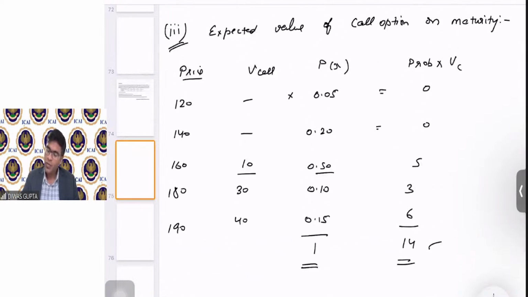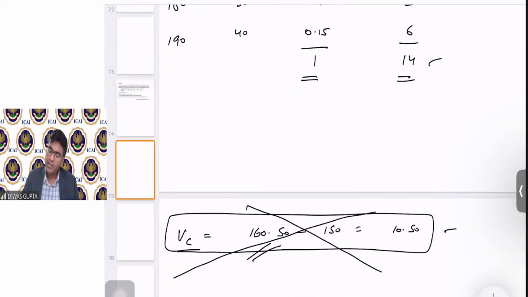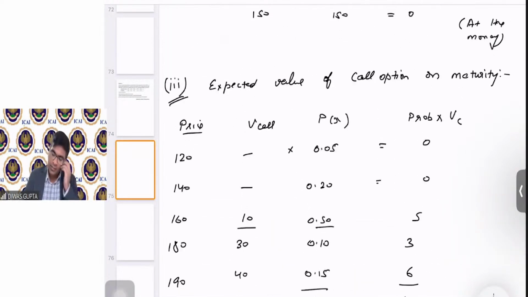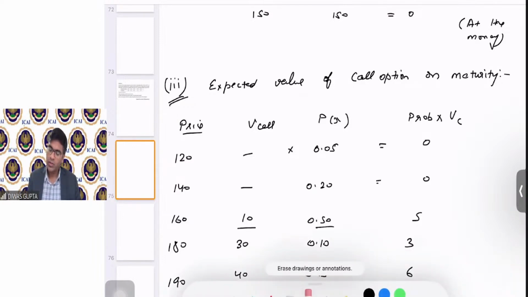So, what we are trying to say is that if we take this 160.50, then we are making this assumption that here also, the price that has gone below the strike price, here also we are taking the losses, which we should not.